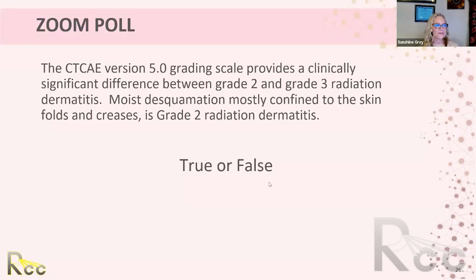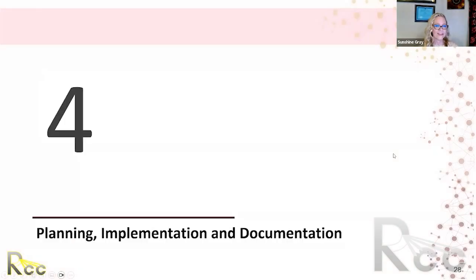All right, really good. 87% of you said that the answer was true, and the answer is true. Grade 2 radiation dermatitis can be distinguished from grade 3 radiation dermatitis by the beginning of that moist desquamation in the skin folds. Also important to note is that grade 2 radiation dermatitis doesn't always have moist desquamation. So this is where our critical thinking and clinical judgment comes into play. Very good. Thank you for your participation.